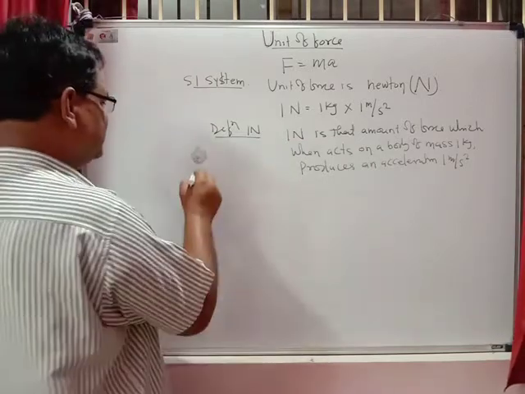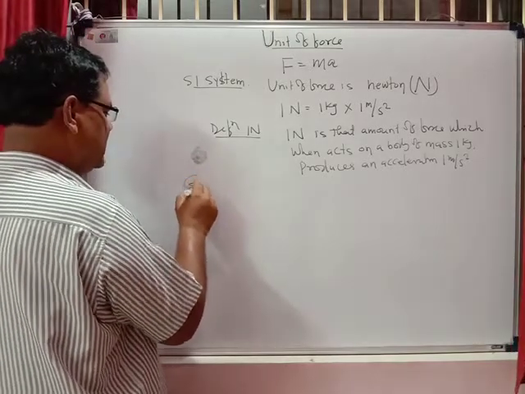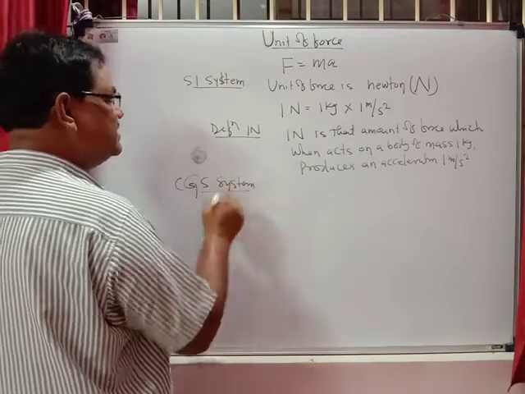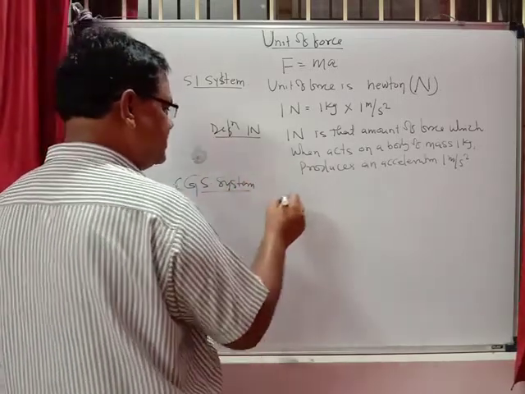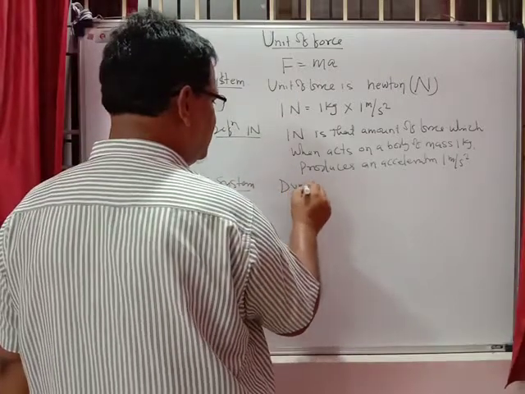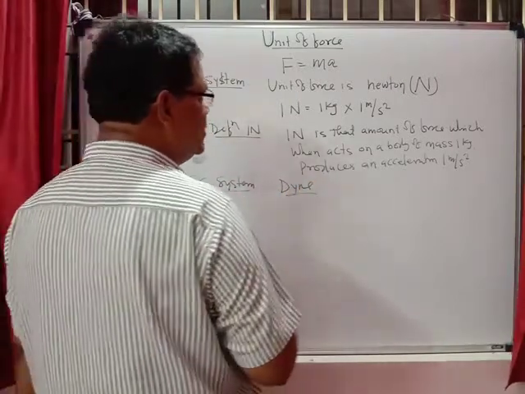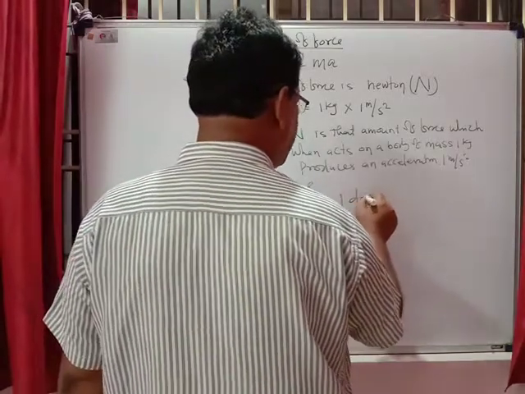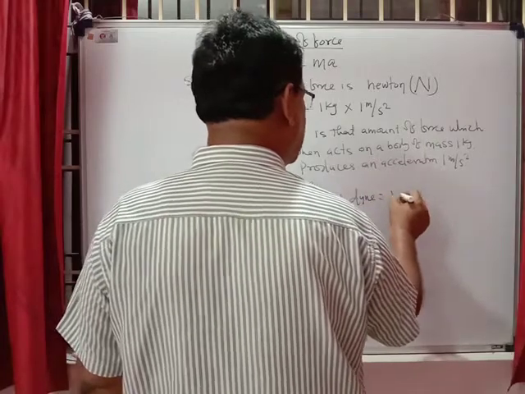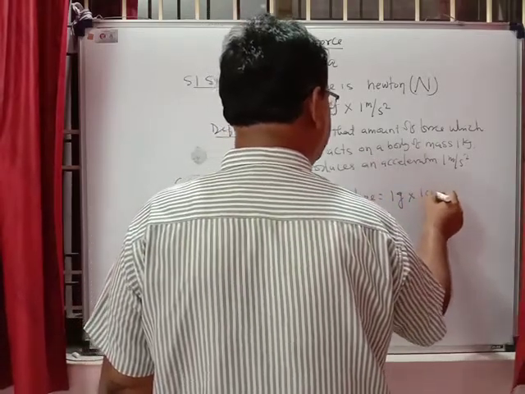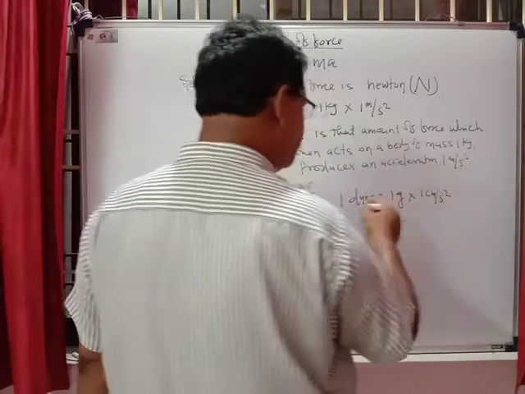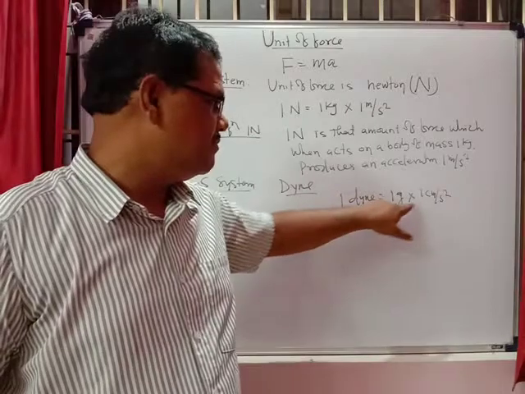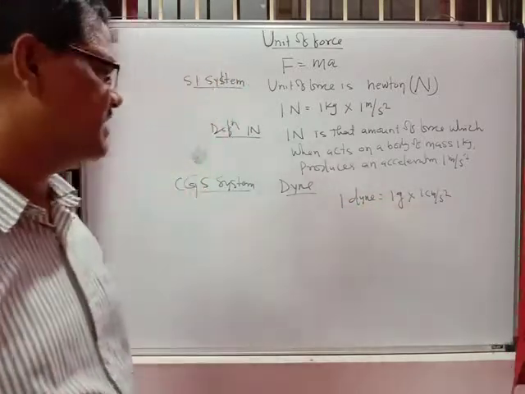Similarly, in the CGS system, what will be the unit? In the CGS system, the unit is dyne. So 1 dyne equals 1 gram multiplied with 1 centimeter per second square. From this definition, 1 dyne is that amount of force which acts on a body of mass 1 gram and produces an acceleration of 1 centimeter per second square.